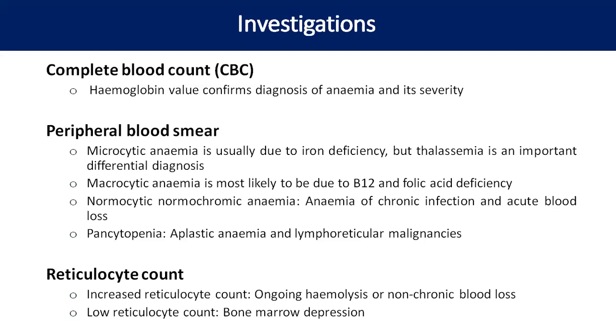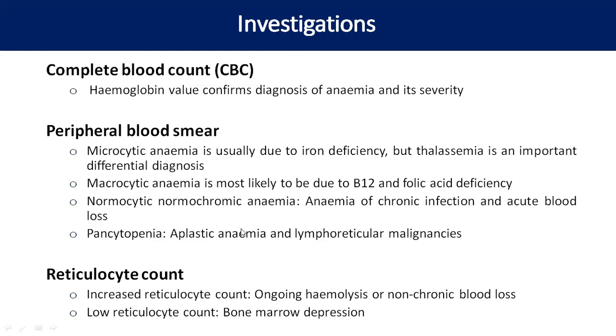Macrocytic anemia is likely because of B12 or folate deficiency, or zidovudine can itself lead to macrocytic anemia. And normocytic normochromic anemia is most likely because of chronic infections or acute blood loss. And as I said, one needs to check the other cell lines as well. So if there is a pancytopenia, one needs to rule out aplastic anemia or lymphoreticular malignancies as well.